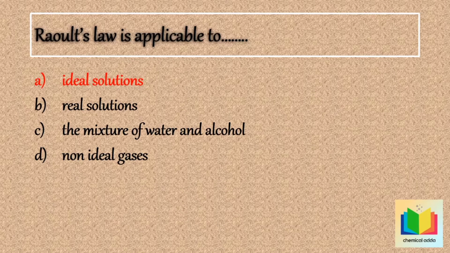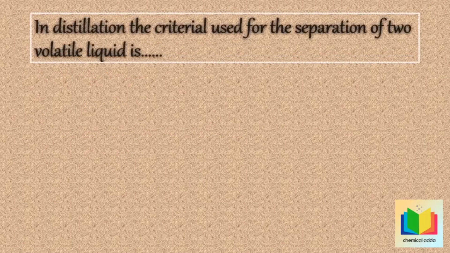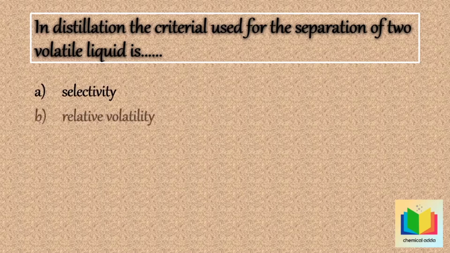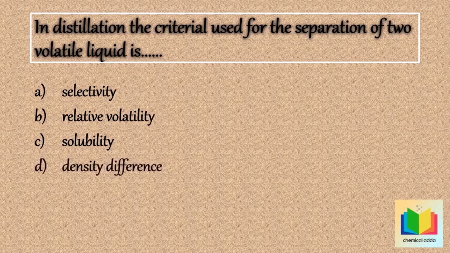Now, next question is, in distillation, the criteria used for the separation of two volatile liquids is. Options are Option A, selectivity. Option B, relative volatility. Option C, solubility. Option D, density difference. So answer is Option B, relative volatility.